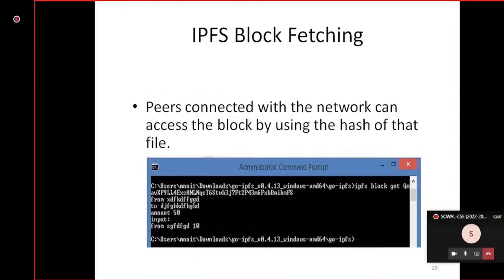So for that purpose, I have a command like IPFS block get, and I will put the hash value of that particular block, and I will get the data which is stored in the block. So this is how IPFS provides the basic minimum infrastructure that is required to create a blockchain application from scratch.